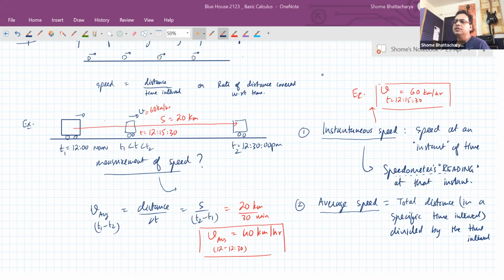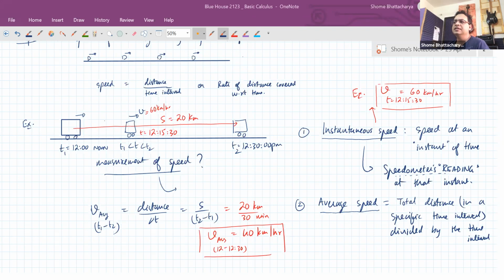Whereas what average speed says, 40 kilometers per hour, it does mean that over that half an hour or whatever interval of time, we covered distance in such a way that if we went at a uniform speed, then that uniform speed would have been 40 kilometers per hour. Understood the difference? If we say that the average between 12 and 12:30 is 40 kilometers per hour, it means that if we had gone at a uniform speed, that uniform speed would have been 40 kilometers per hour.